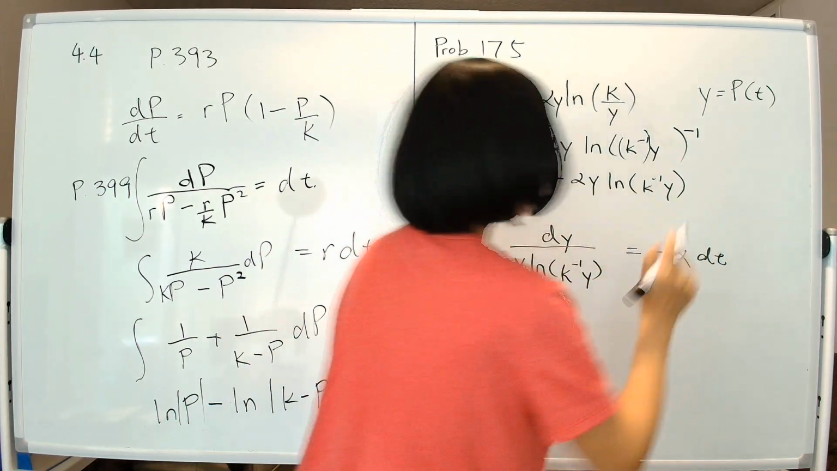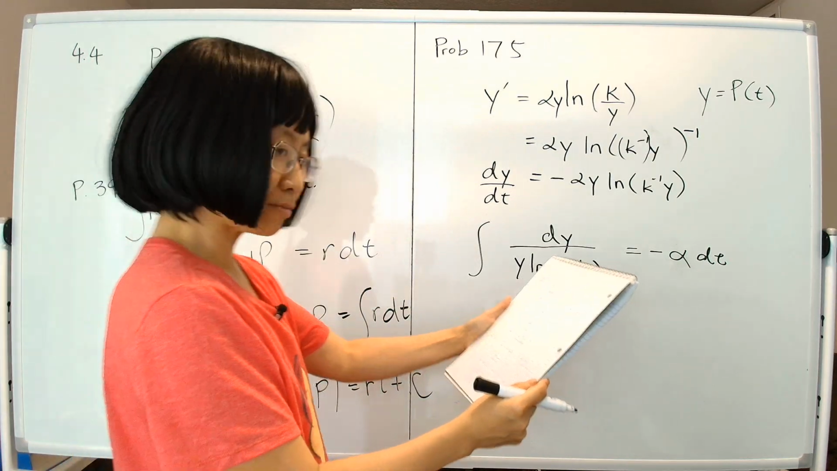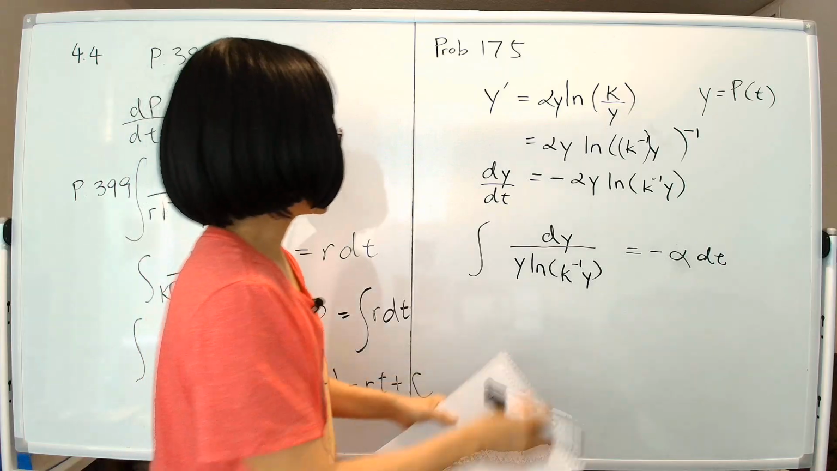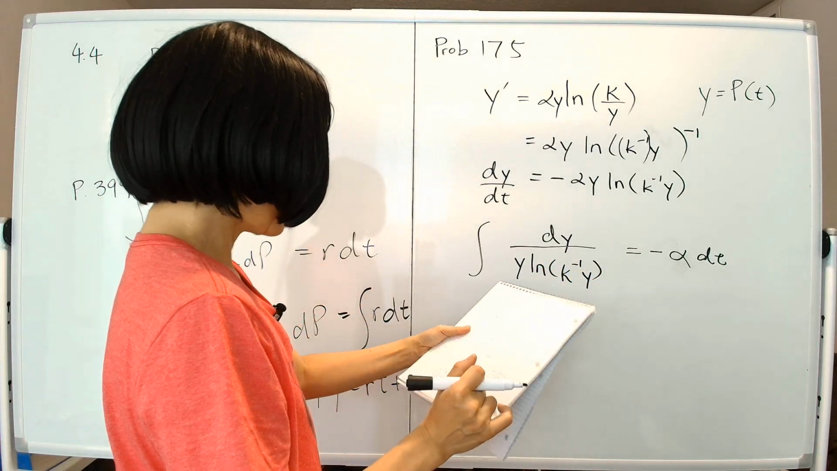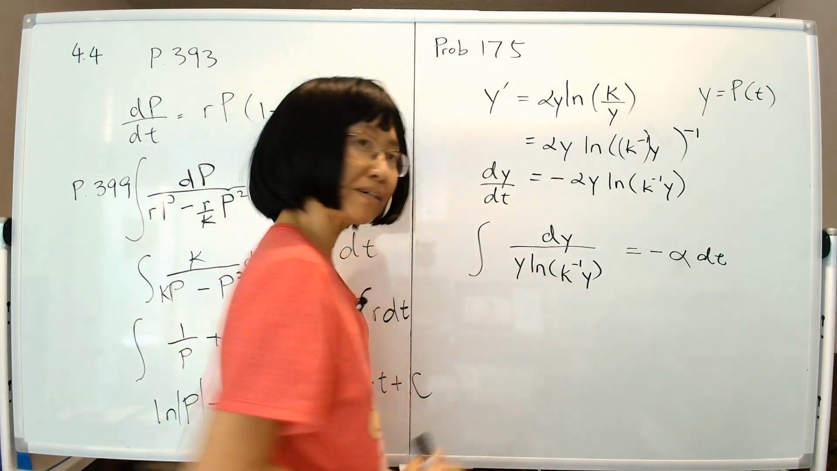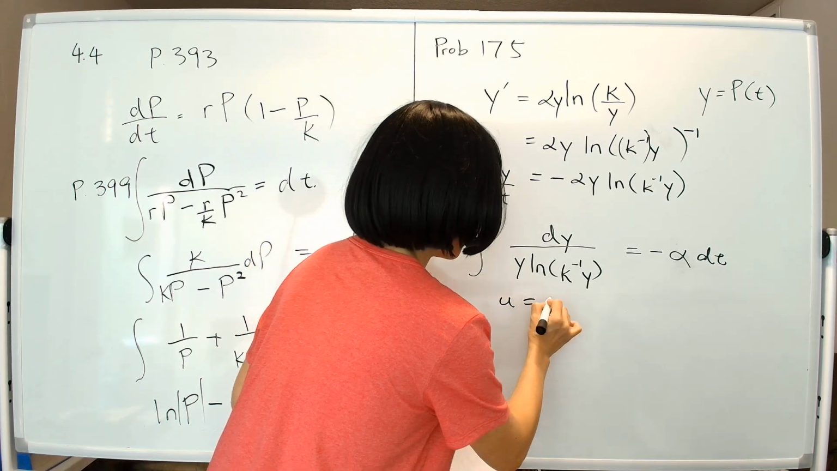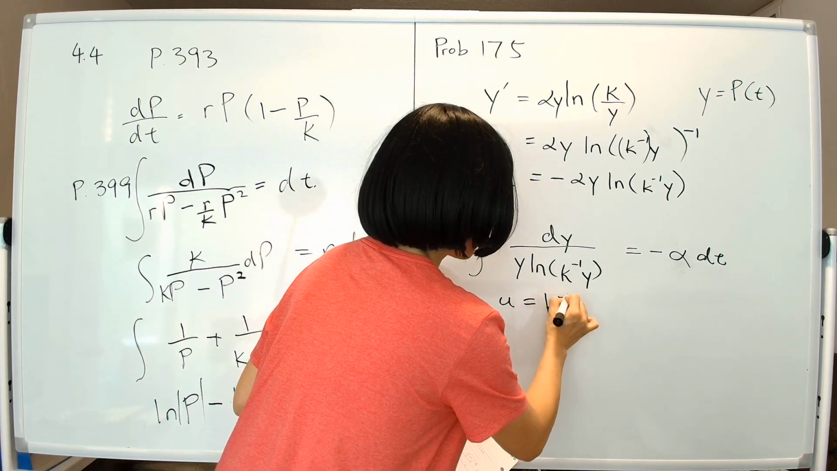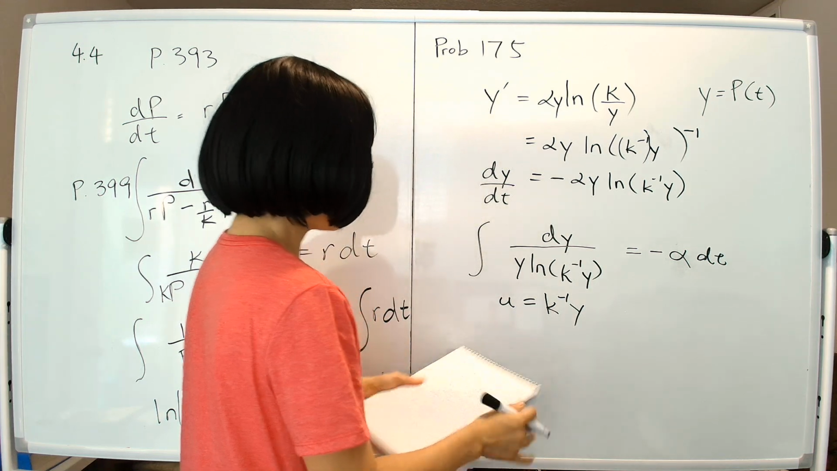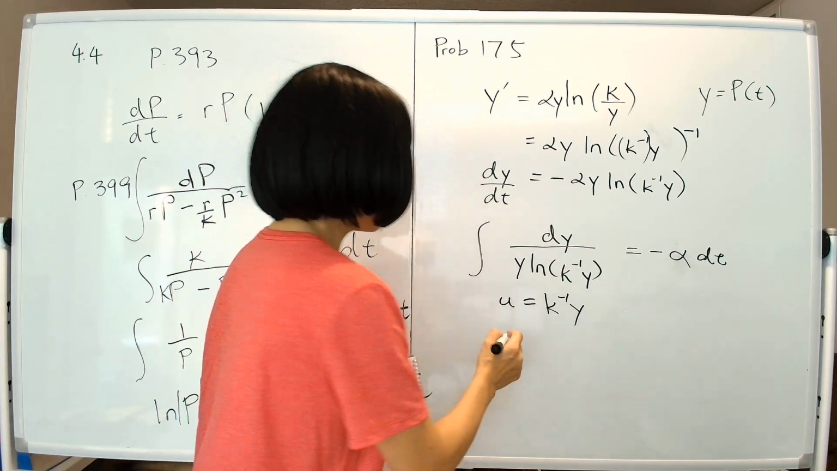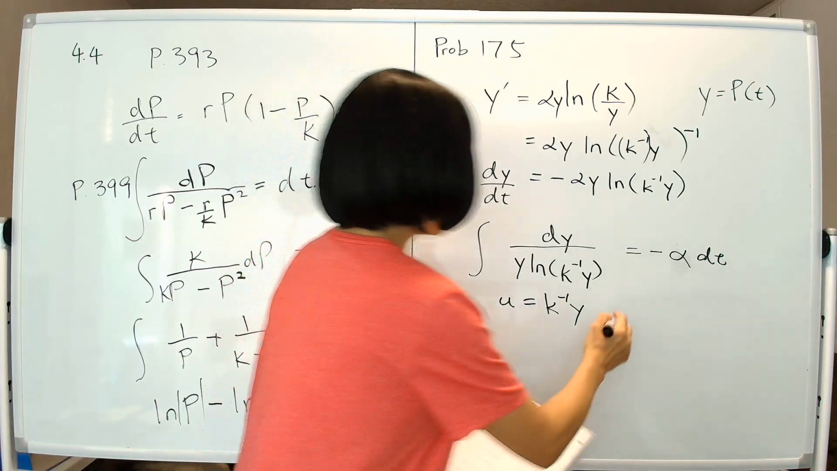So alpha is multiplying, so let's not get the algebra wrong. Is everything right? I think so. Okay, let's move along. At this point, we're going to do a simple substitution, which will solve this problem. U equal to k inverse y. And then, is that right? Yep. So then everything's good, because then we're just integrating. What is du?